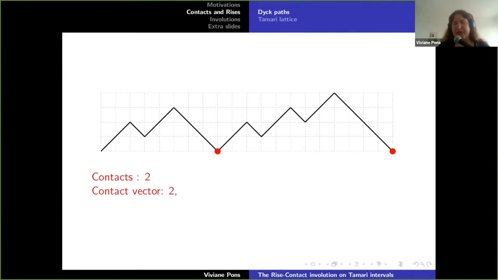I'm going to define the contact vector. For the contact vector, you start with this value 2. Then for each up step, you look at the path that starts right after this up step. You draw a line there and you look at the number of contacts of this new subpath. In our case here, the value is 2. Now you build a vector like this. The next one is a peak. When you have a peak, you have an empty path, so it gives you 0. Then here you have a 1, 0, 2, 0, 2, 0, 1, and 0.